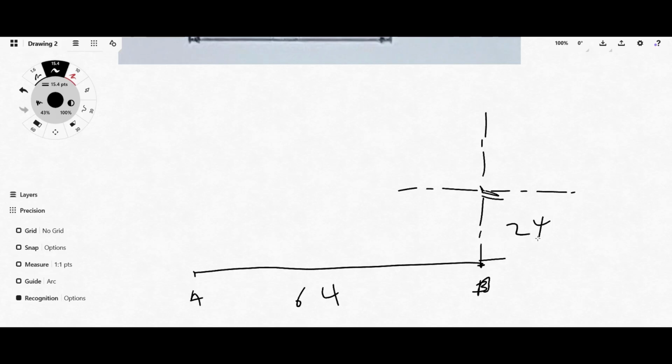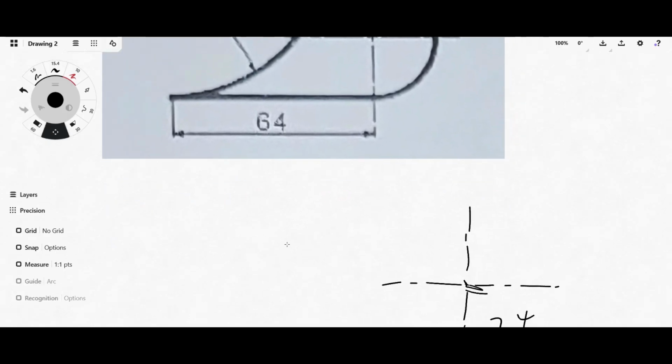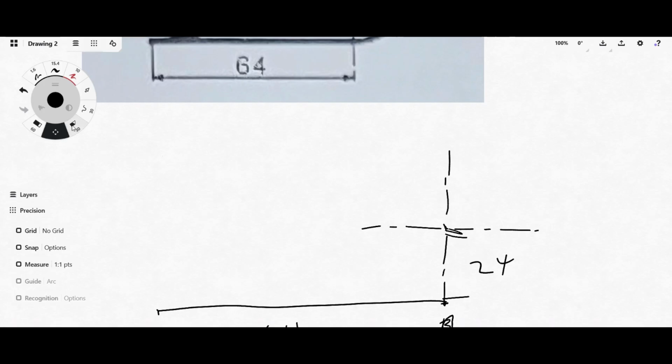Should be 24, right? Or what is it? It's 20. So the distance here should be 20 millimeters. That should be the distance between this line and the center line. So let me clean this for now.